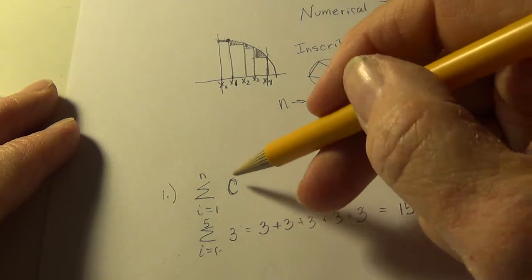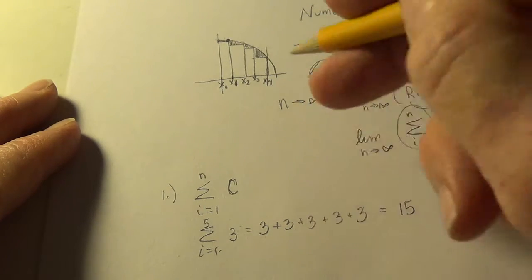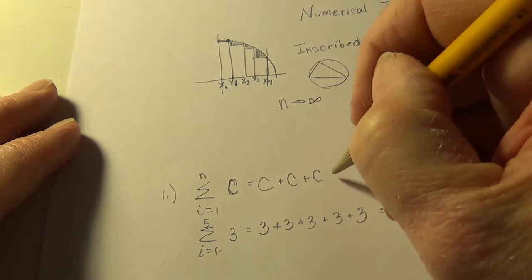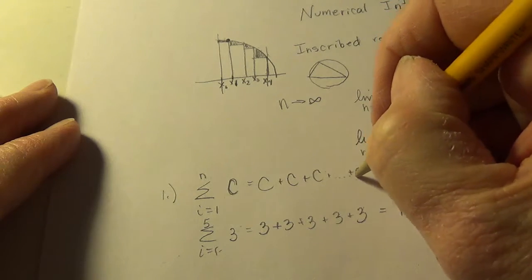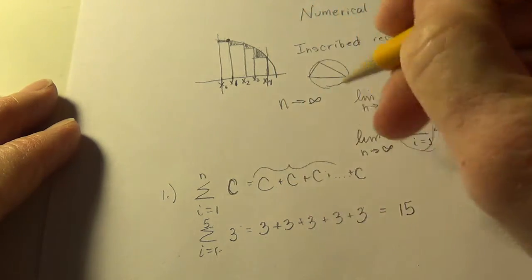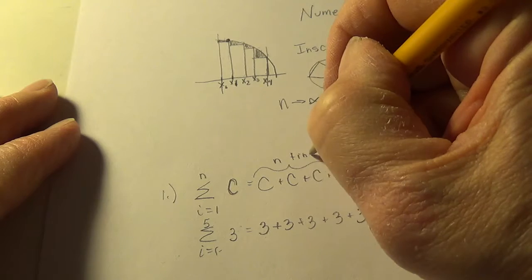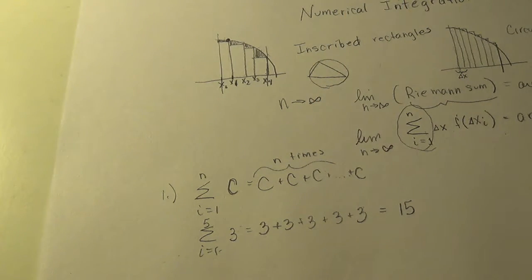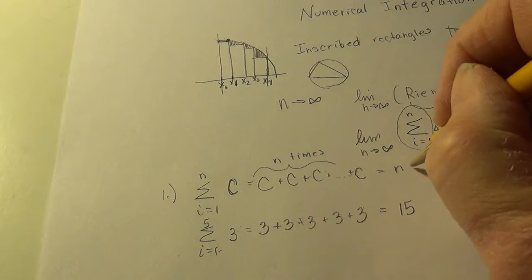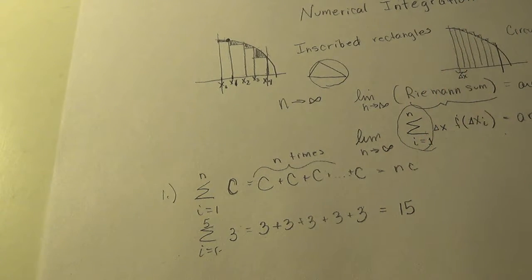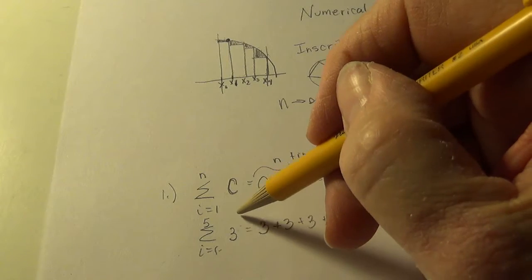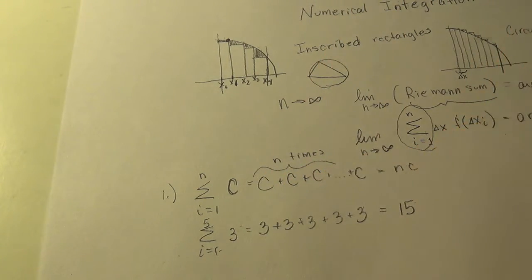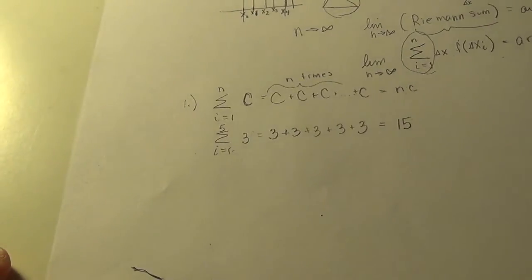So that will happen no matter what constant we have. It's always going to be that constant plus itself, plus itself, plus itself n times, which will equal n times c. So if ever this comes up in our work, remember that we can use these expressions.